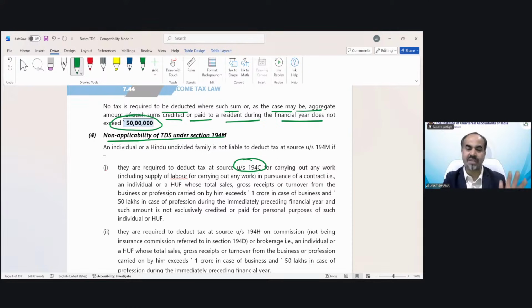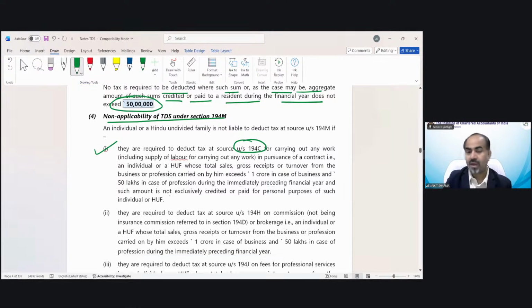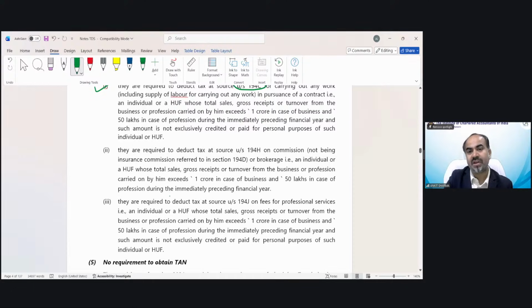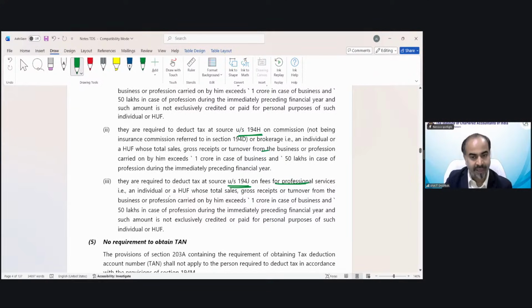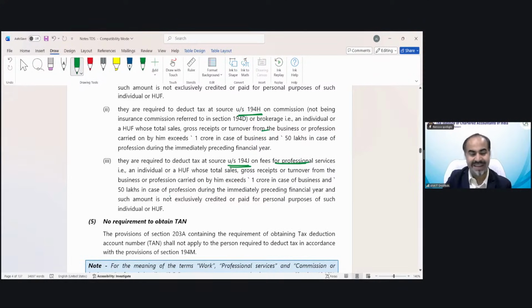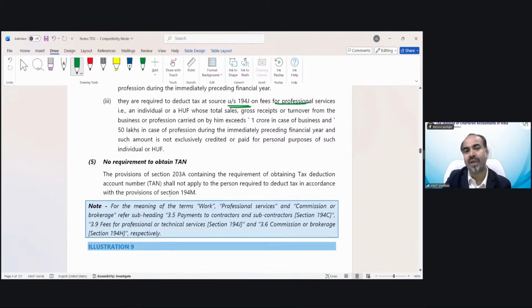So if all the conditions of section 194C have been satisfied and TDS can be deducted under section 194C, then 194C would be applicable. If TDS cannot be deducted under section 194C, then section 194M can be applicable. In the same way, if in case of brokerage commission, section 194H cannot be applied, in that situation TDS could be deducted under section 194M. And in case of professional fees, if TDS could not be deducted under section 194J, then you can see that TDS is deductible under section 194M.